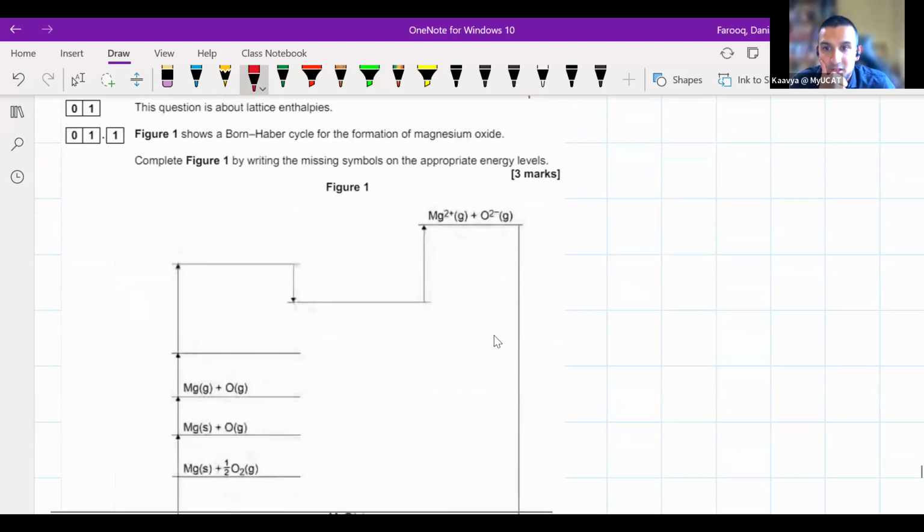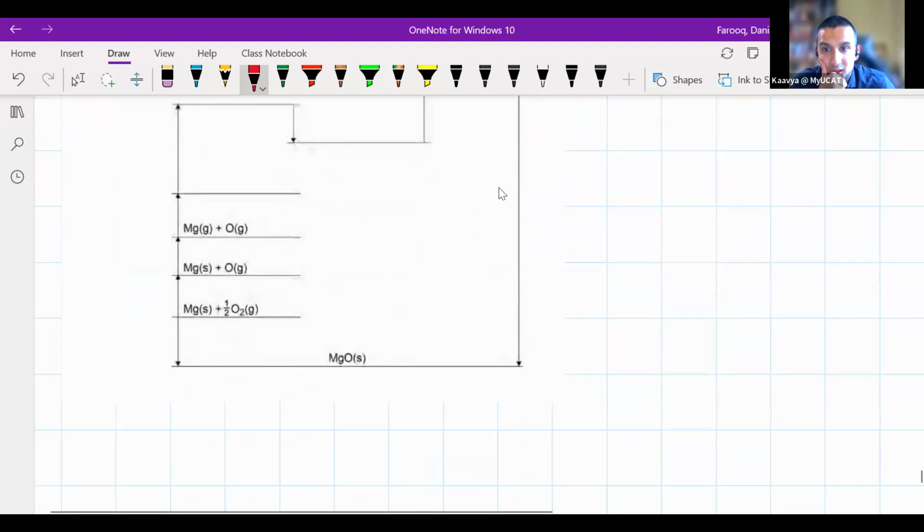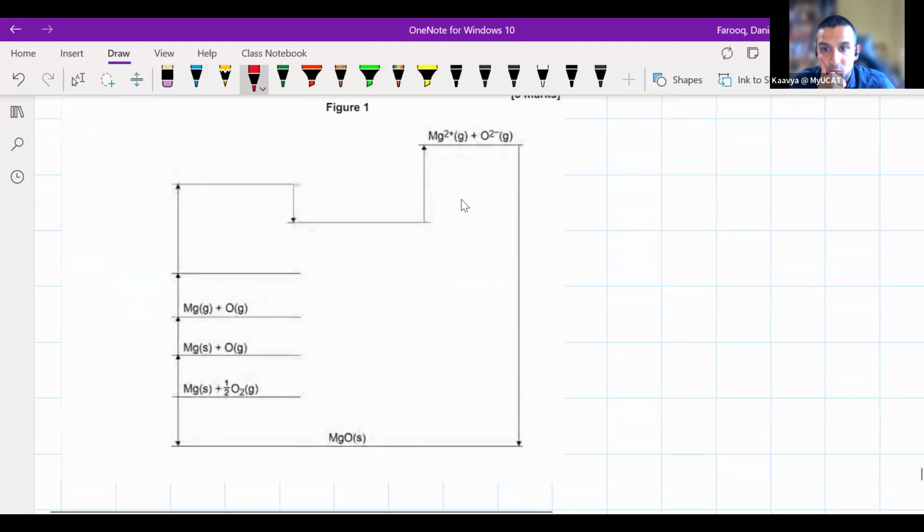We have a Born-Haber cycle question here. It just wants us to write the missing symbols on the appropriate energy levels. We've done the atomization of the oxygen and the magnesium. Now we're going to have Mg gaseous plus O gaseous, and then we're going to get Mg+ plus an electron, and then we're going to get Mg2+ because we're going to do the next ionization energy. This was IE1, and this will be the second ionization energy of Mg.